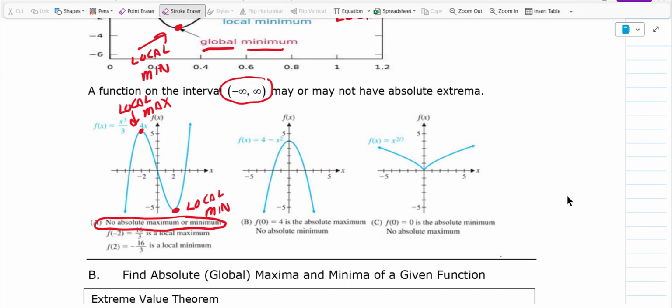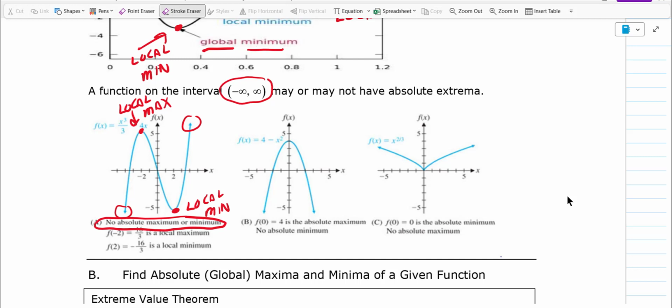Why would you not have an absolute max or min on that graph? Because it goes on forever, right? You got these arrows right there. That means the graph gets higher forever, and that arrow right there means the graph gets lower forever. So there is no absolute high point or absolute low point. The range of that graph is negative infinity to infinity.